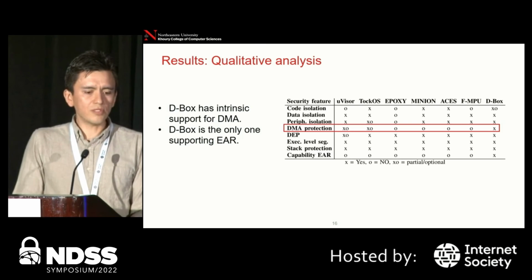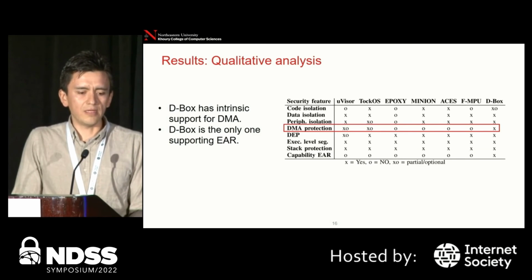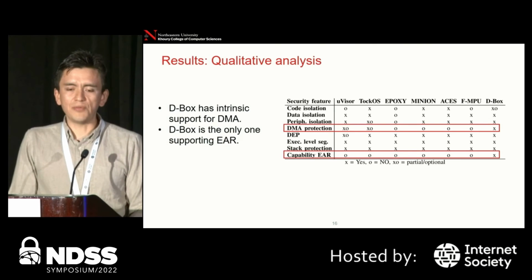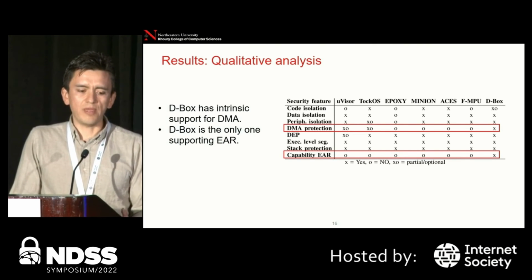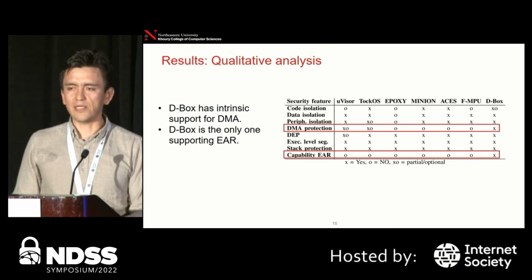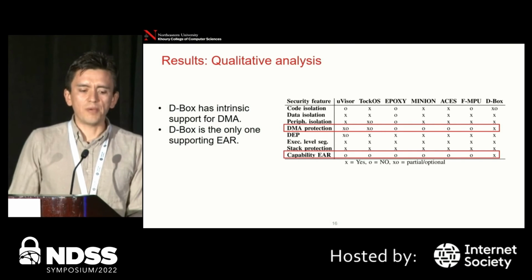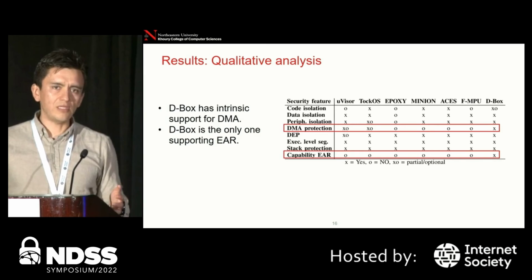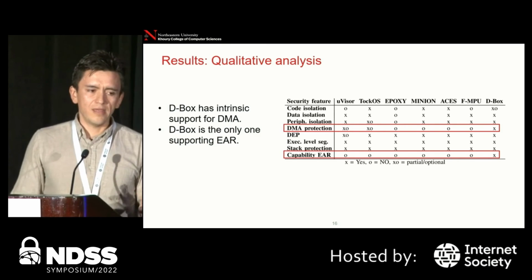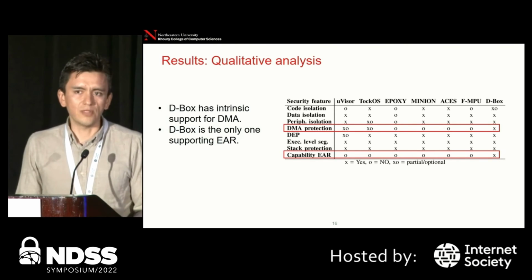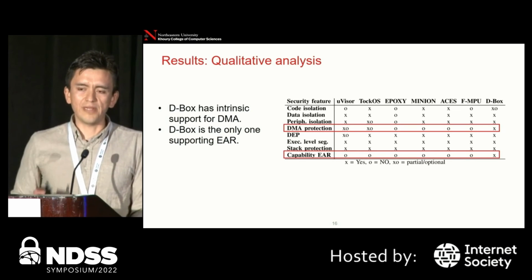It is important to notice that D-box is the only one that supports extensible access rights, which are meant to handle off-chip peripherals connected to SPI or I2C buses. Without considering this addressing scheme, DMA cannot operate on these communication bus peripherals. So if a solution does not consider the addressing scheme of these peripherals, then it is actually not compatible with real applications.